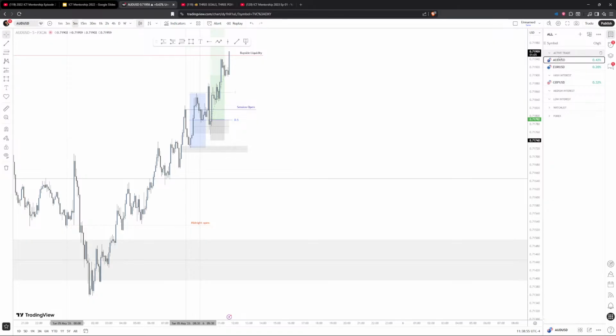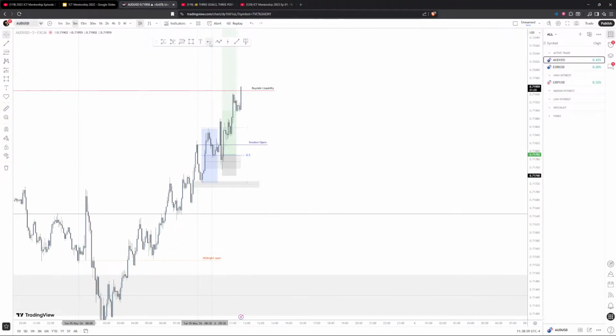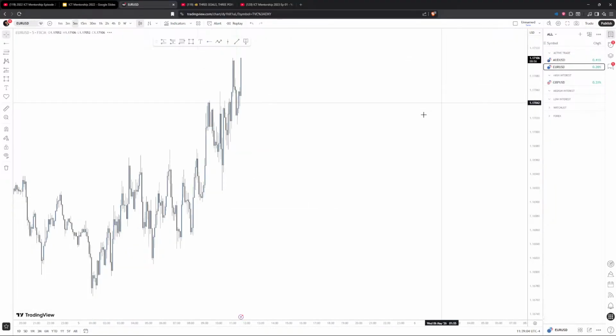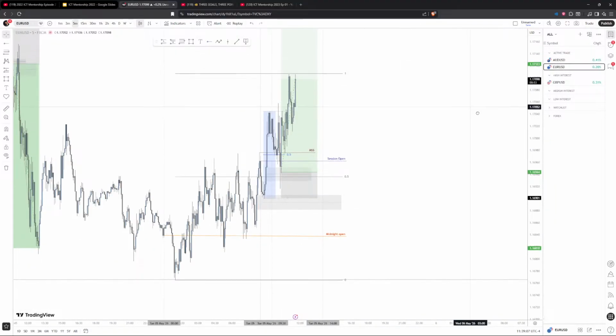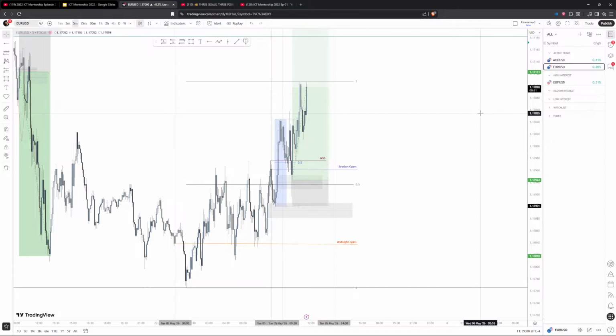Okay, closing on AU. Taking some profits here. Get a line on that. And then we'll take some out of EU as well. Took up quite a lot. We're off for the day, just like that.